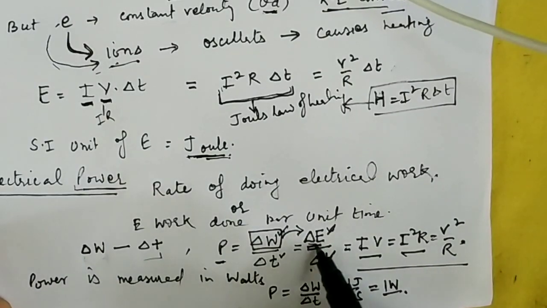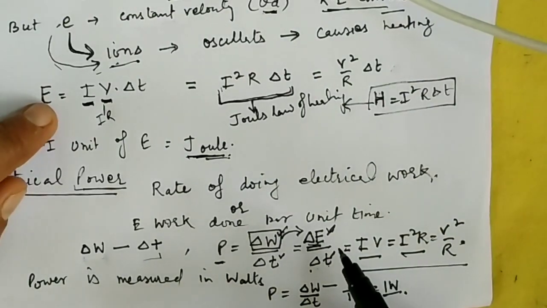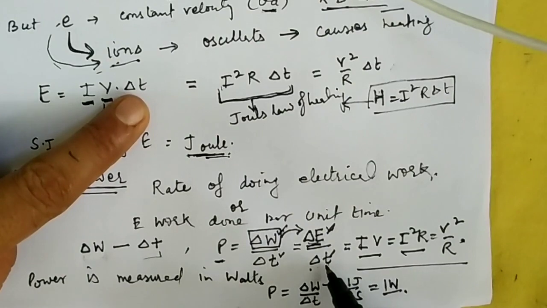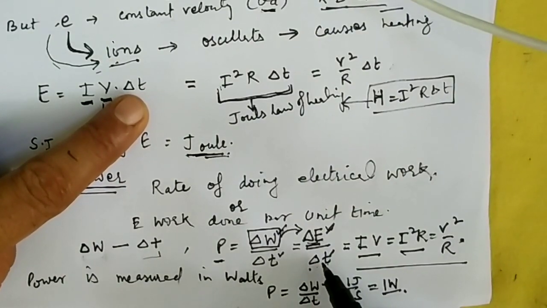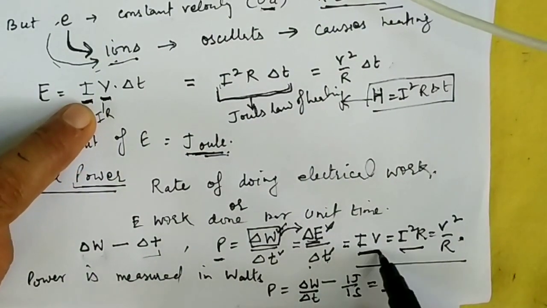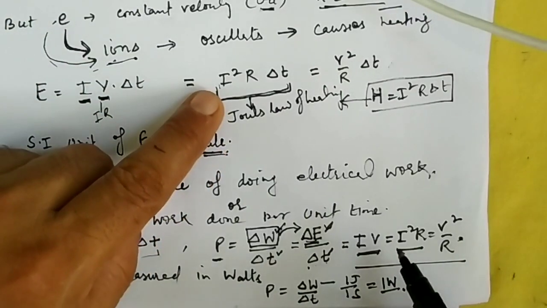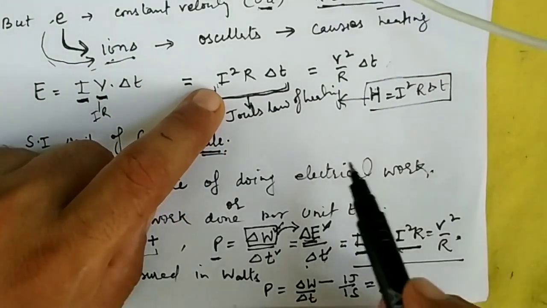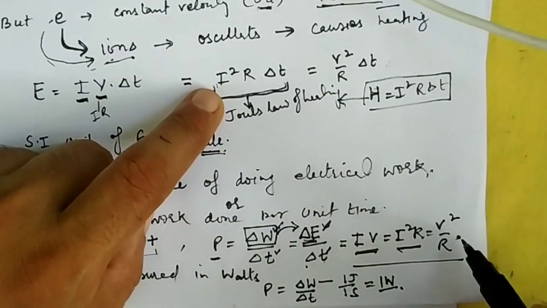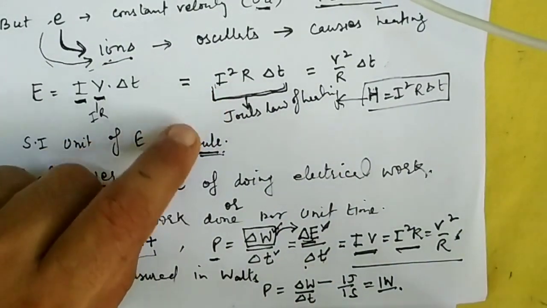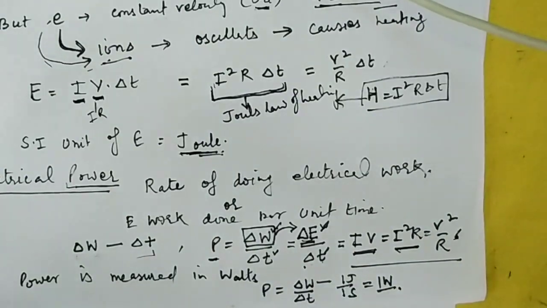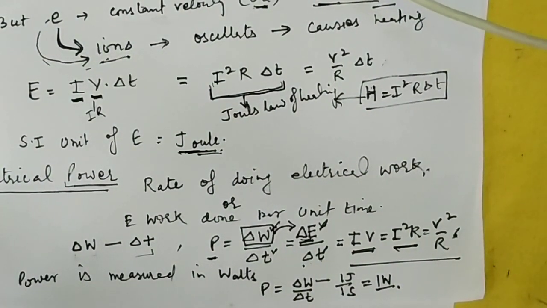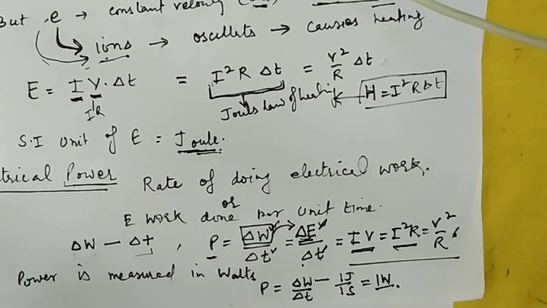So now put the value of E from these relationships. Here E is equal to IV into delta T. If you put it, the delta T will cancel out and you will be left with only IV. Similarly here also delta T will cancel out, you will be left with I square R. And finally V square by R is left and delta T is cancelled out. So these are the relationships of the power, that is IV, I square R and V square by R.